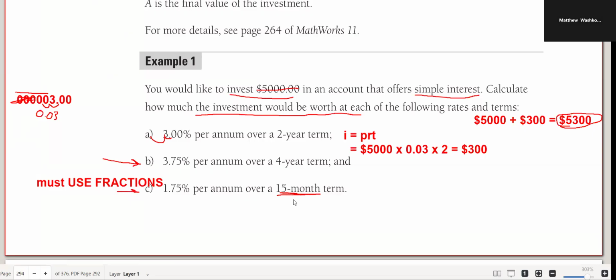So how many months are in a year? Well, there's 12, right? Well, I have 15 months and there's 12 months in a year. I've expressed this in terms of years, right? This is 15 over 12 years, which we know is 1 and 3/12, which is 1 1/4 years. Either of these are all the same thing, but this is the easiest way. Use that. So instead now you'd get $5,000 times 0.0175 times 15 over 12, right?